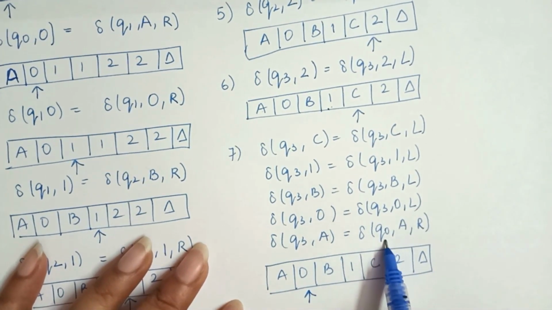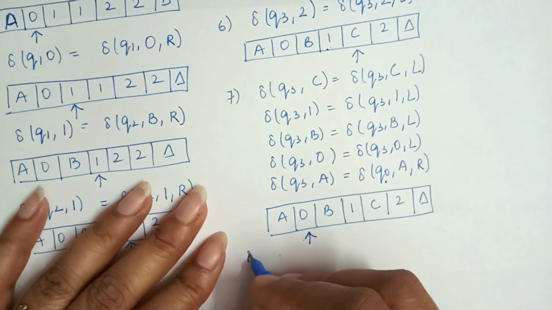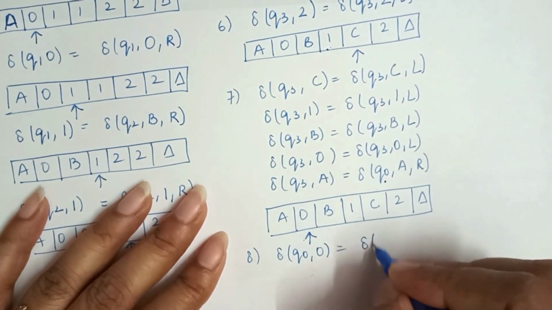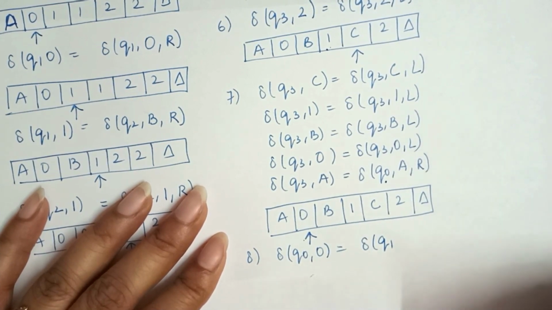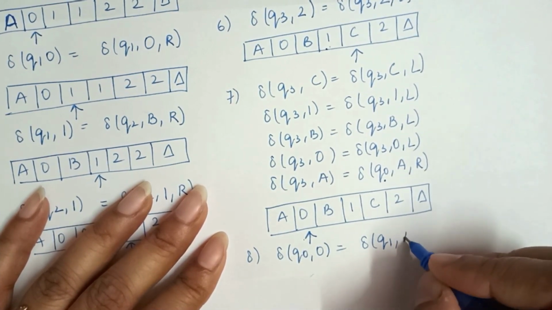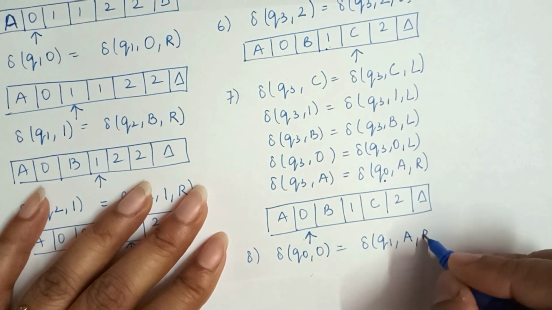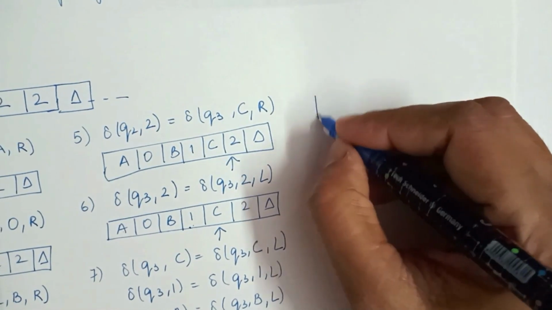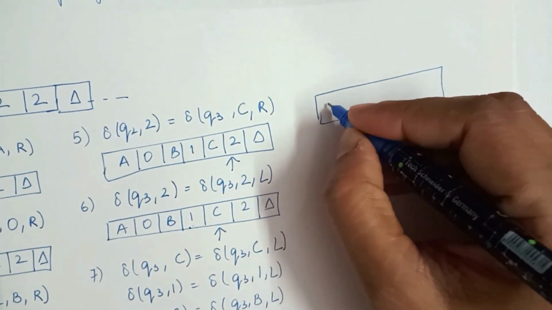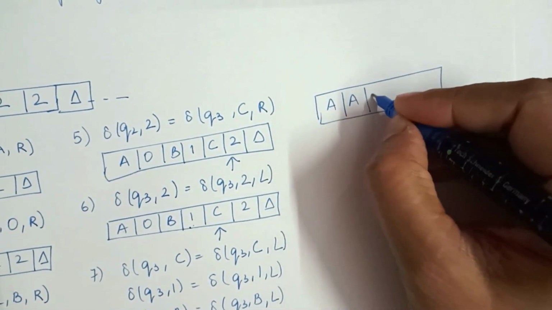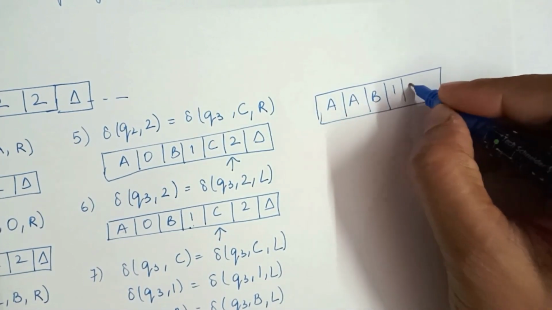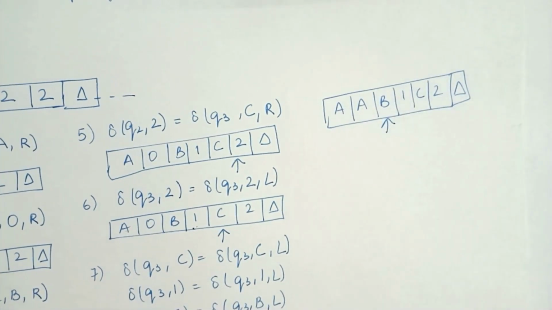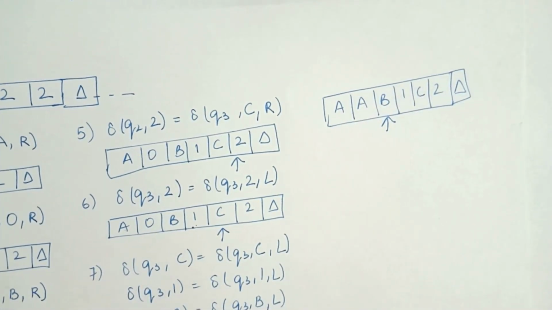Right now I am on Q0 state and reading 0 input. So this will become Q0 0. So I am moving to the Q1 state, that is Q1. This small 0 is replaced by capital A, and then we are moving to the right of it. So the input tape is A, B 1, C 2 and del, and the tape head is pointing to B.